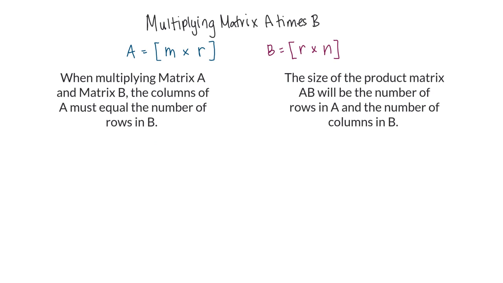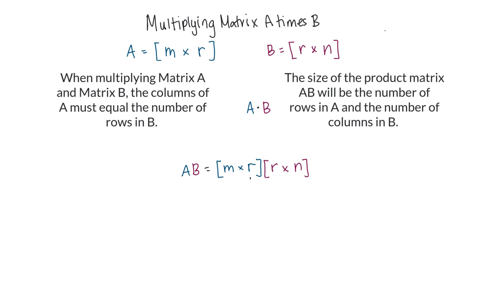So let's expand this idea to multiplying not just row and column vectors, but any arbitrary matrix A times another arbitrary matrix B. So we've talked about the compatibility of their sizes. Notice that matrix A here is an M by R matrix and B is an R by N matrix. Our goal here is going to be to get the product of A and B. So first we have to check that when multiplying matrix A by matrix B, the columns of A, so that's this R value here, must equal the number of rows in B. So that's this R value here.